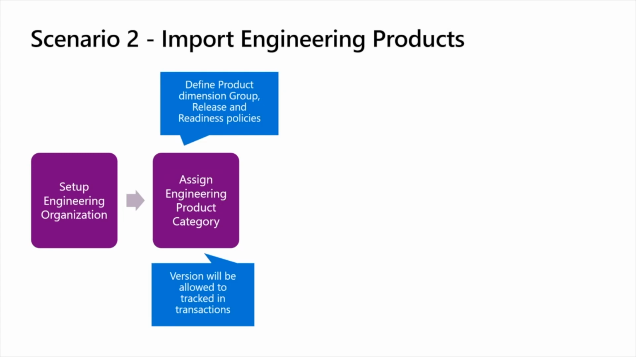And then you will carefully consider if you want to track the version in the transactions for a specific product. If you want to track, then you must include product dimension group, which has a version dimension, and it should be active, along with any other product dimension which you want to have as a variant. Also define your product release policy and readiness policy and associate it with the engineering product category.